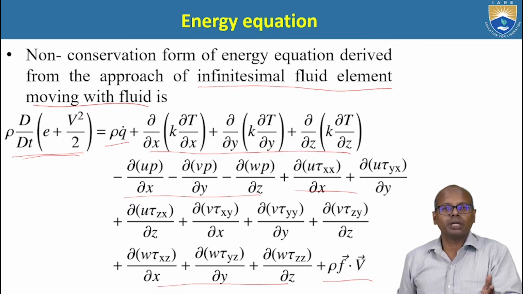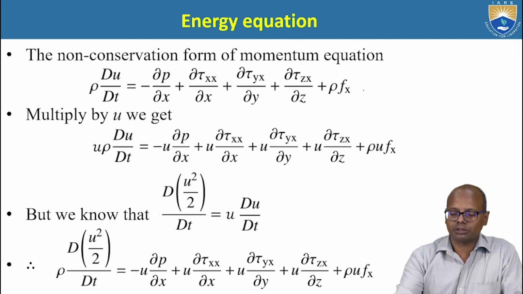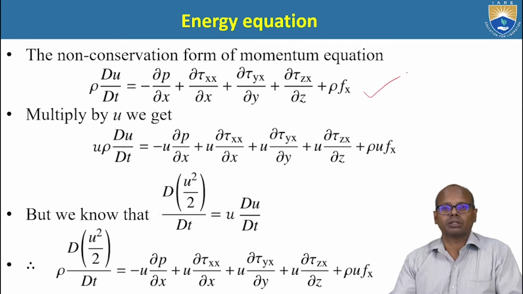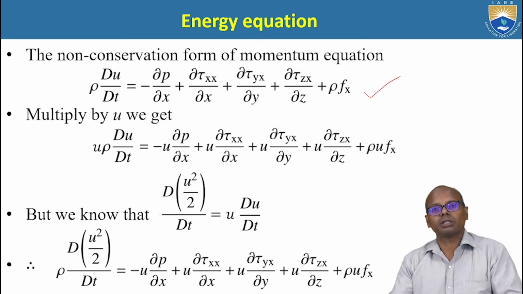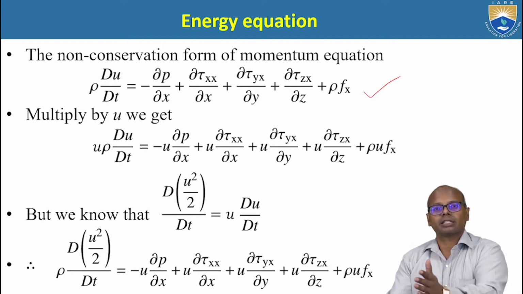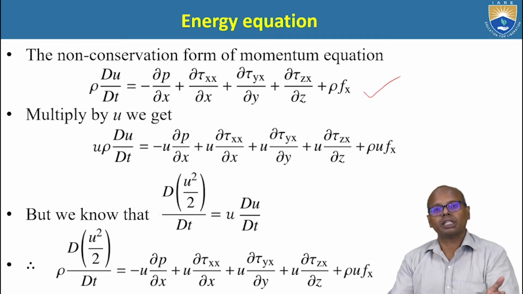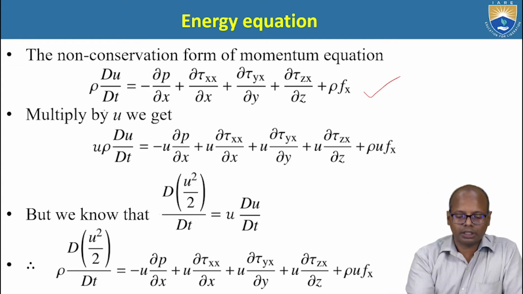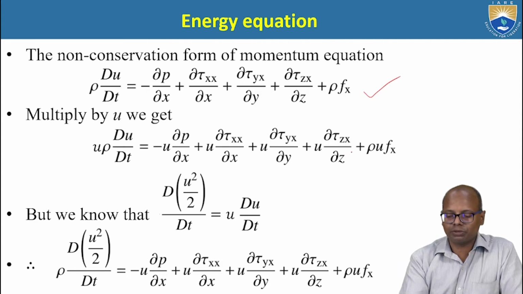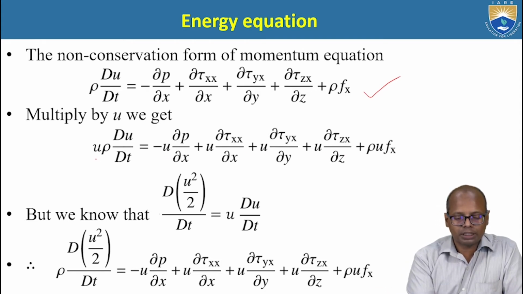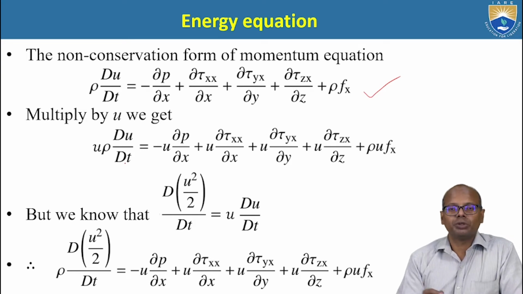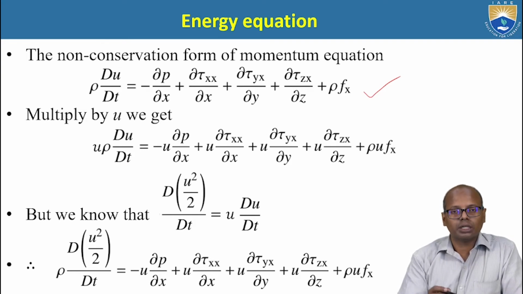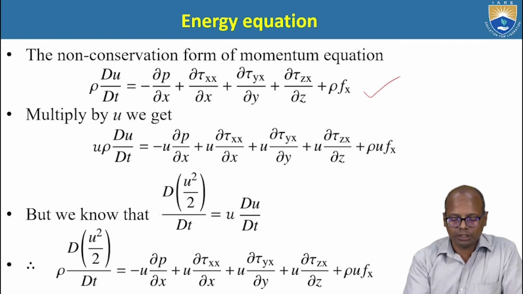We had the momentum equations. This is the non-conservative form of the x momentum equation. We multiply it with the x velocity u. If I multiply this with u, I get a u in front of all the terms. Now what is u into du by dt? If you interpret this, it is equal to d by dt of u square by 2.